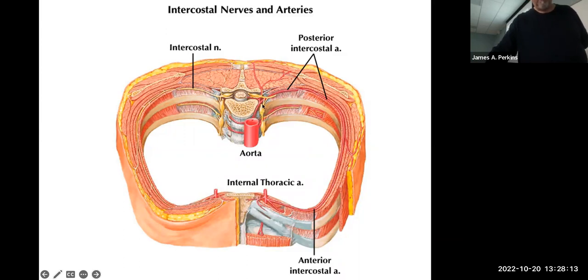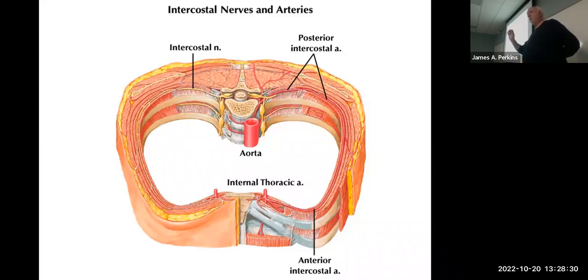So the posterior intercostal arteries on the left branch off the aorta and go directly into the intercostal spaces and begin to wrap around in the intercostal space. Remember, these intercostal arteries are running in that little groove, that costal groove on the inferior border of each rib. On the right side of the body, the posterior intercostal arteries have to be a little longer. They have to cross the thoracic vertebrae before entering the intercostal space.